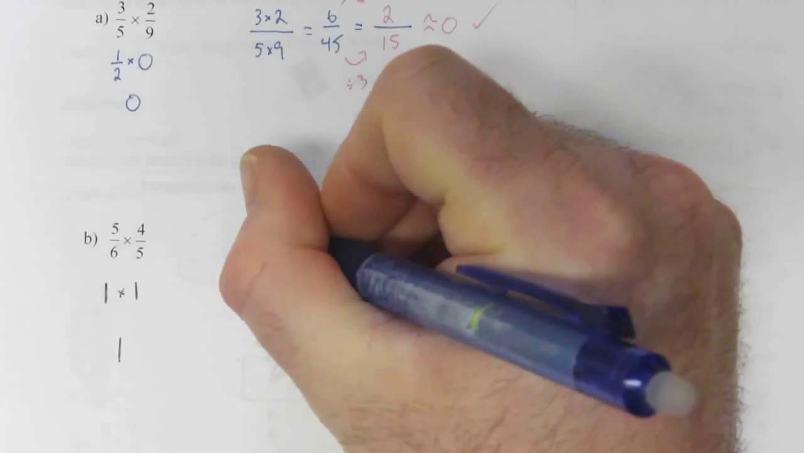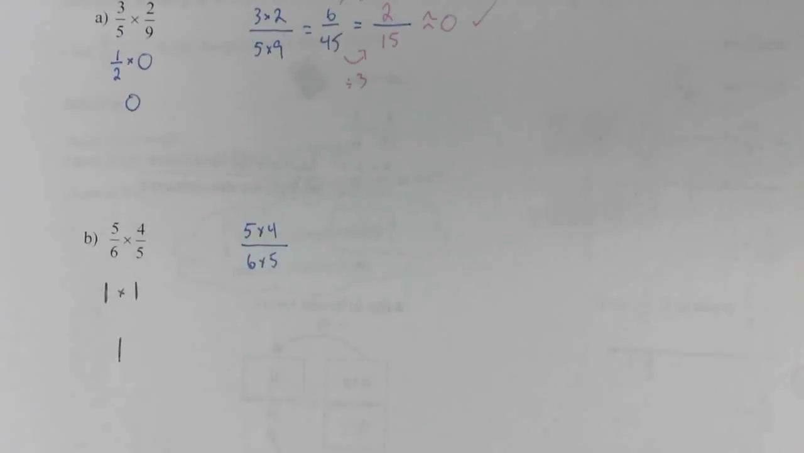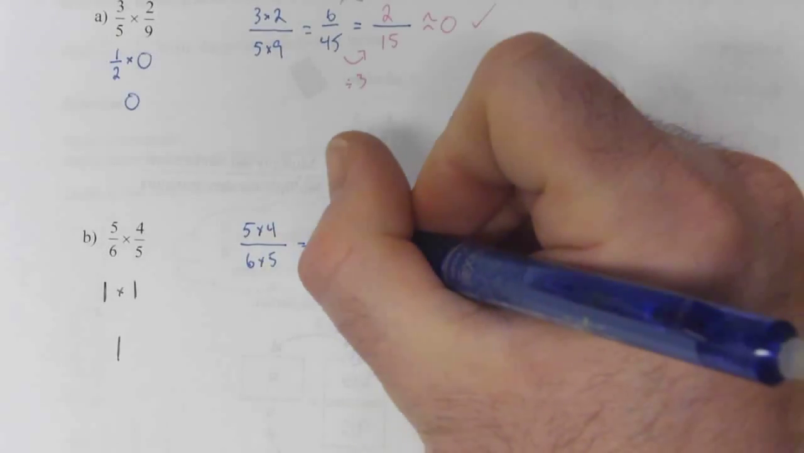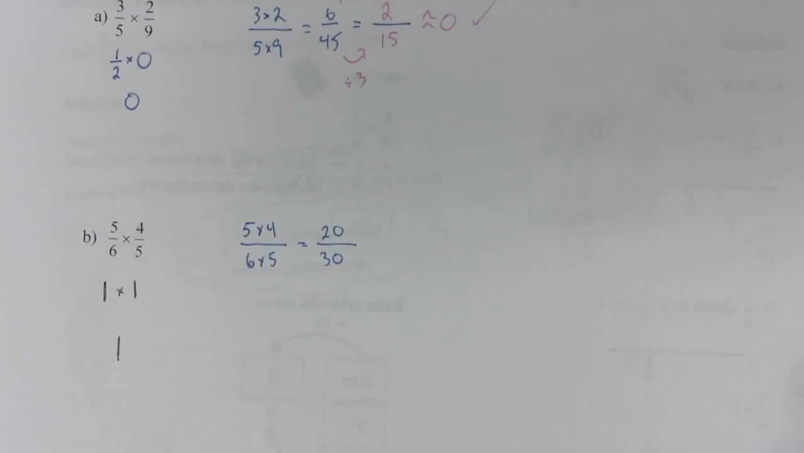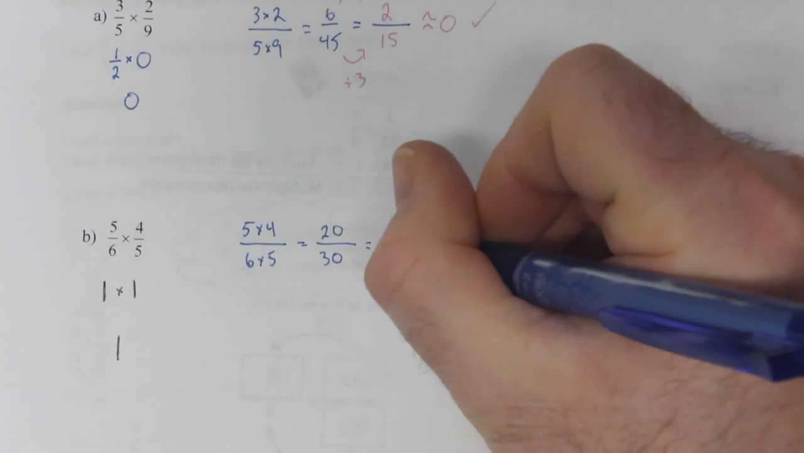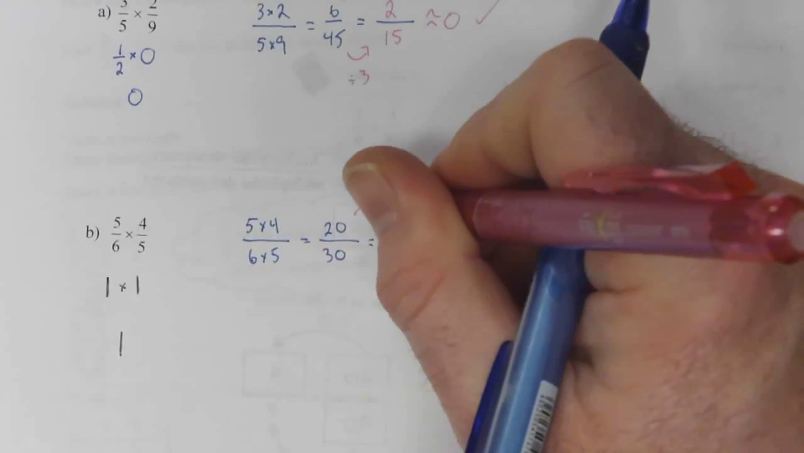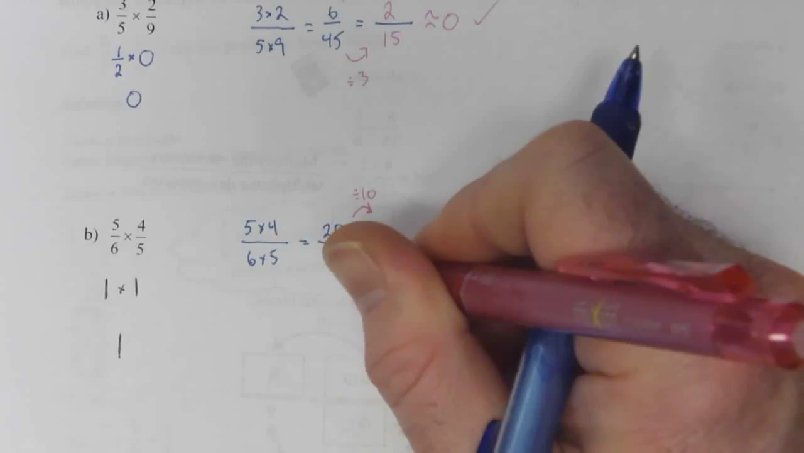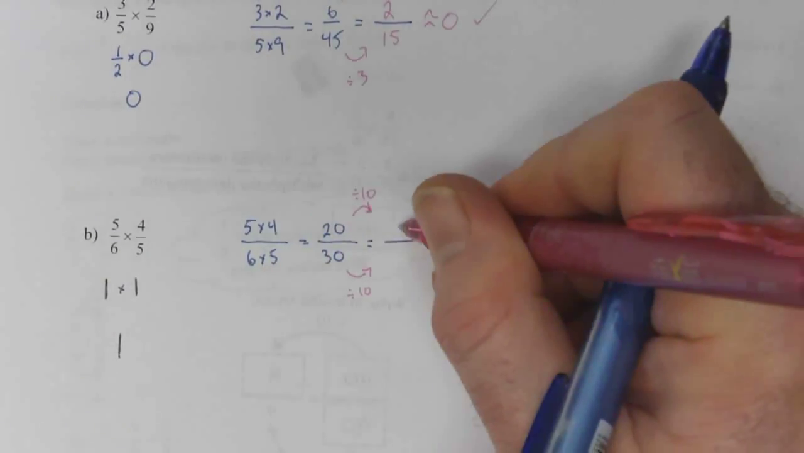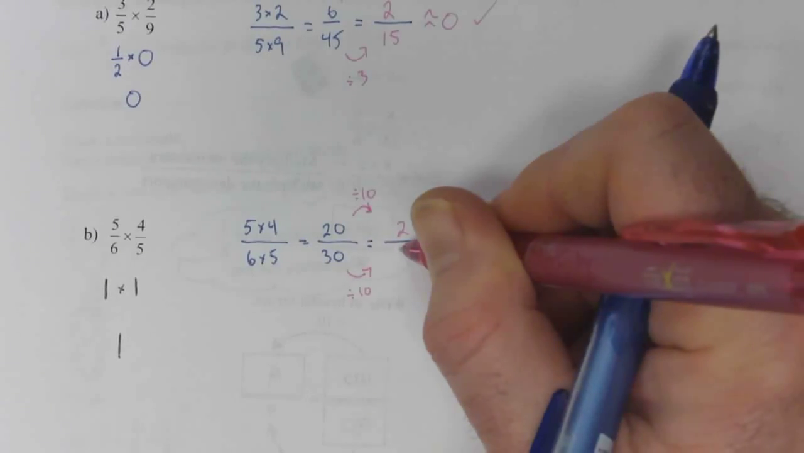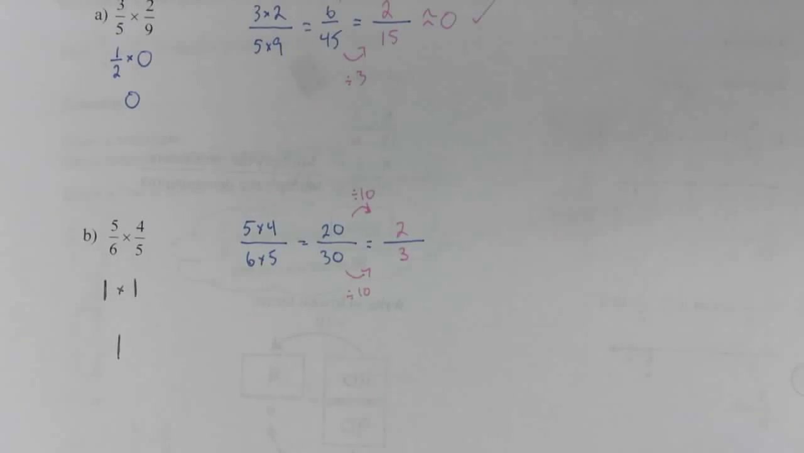And to do that, we rewrite it as 5 times 4 over top of 6 times 5. And in this case, 5 times 4 is 20. 6 times 5 is 30. So that's not lowest terms, because once again I can recognize that I can divide by 10 on top, divide by 10 on the bottom. 20 divided by 10 is 2. 30 divided by 10 is 3. So my final answer is 2 out of 3.